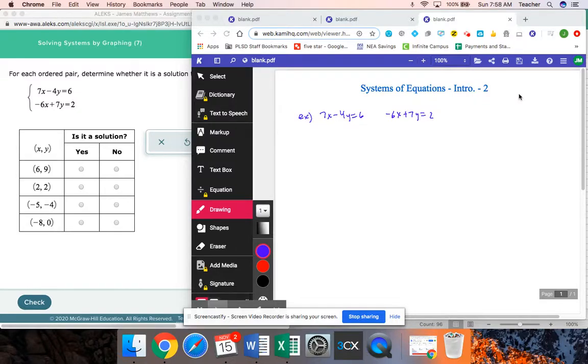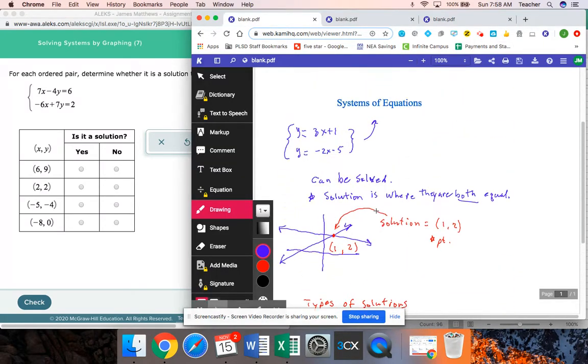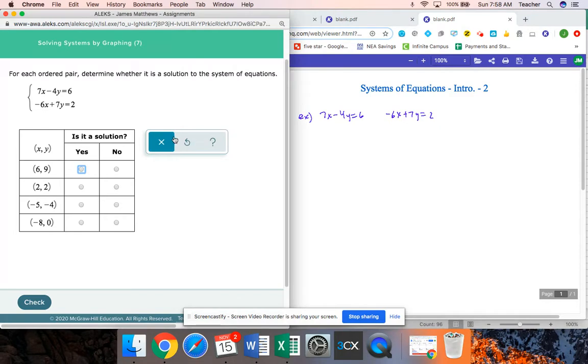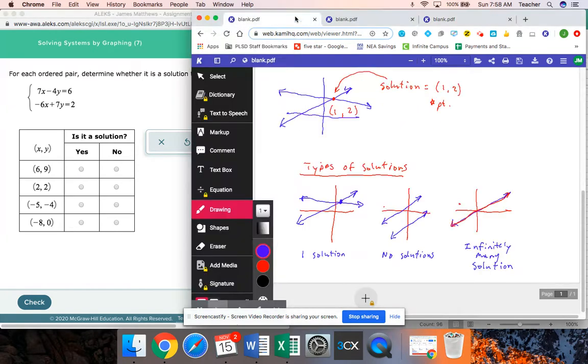All right, we're back with systems of equations. This is actually the second part of that introduction. We talked a little bit before about what a system is, what types of solutions you can have, and what it means to be a solution. In this question, Alex is asking, if I give you a system, can you tell me if each of these points are solutions?